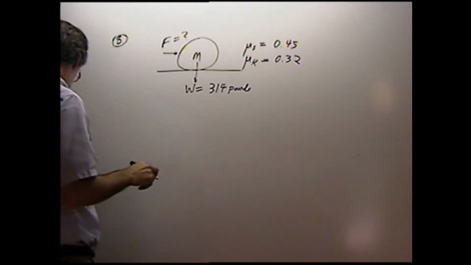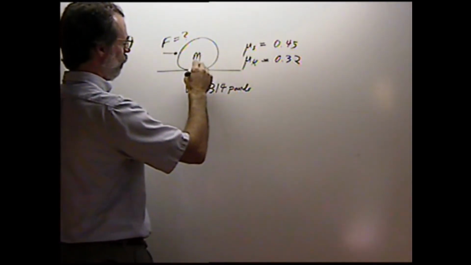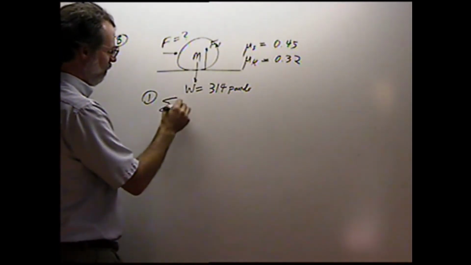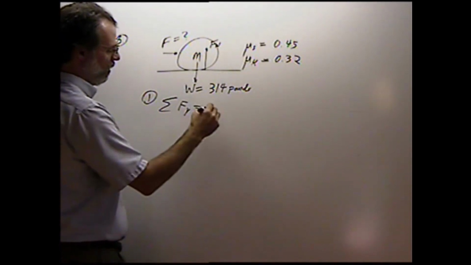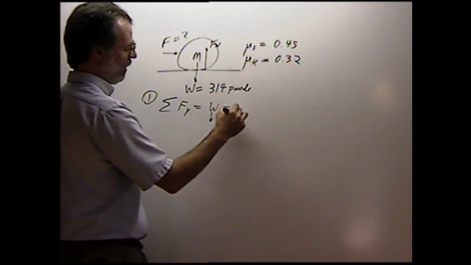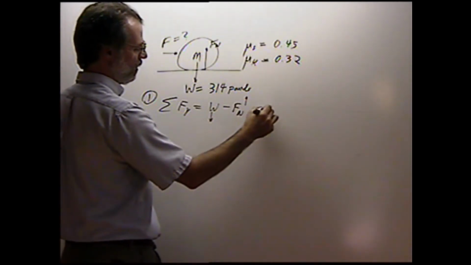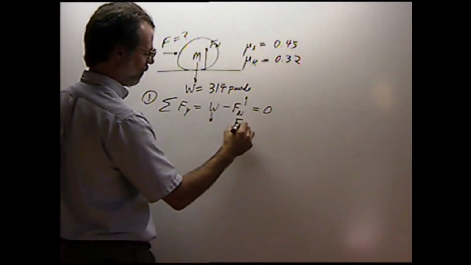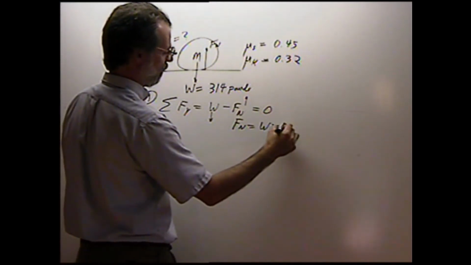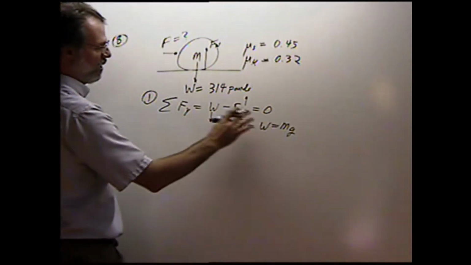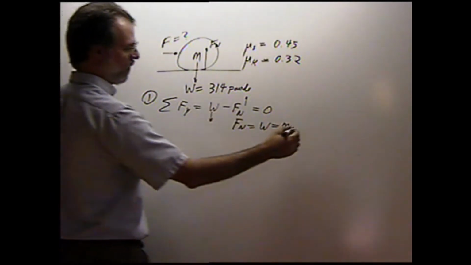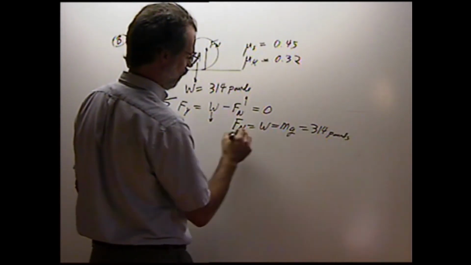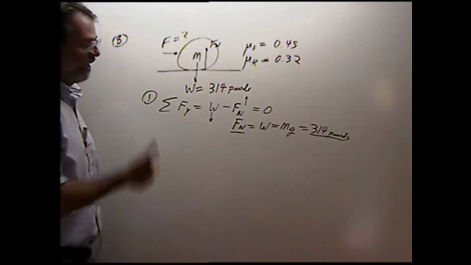Okay. Well, remember, the weight acts down, the normal force acts up. The sum of the forces in the y direction is we have the weight acting down and the normal force acts up. The sum of these equals 0. The mass is not moving vertically. So the normal force is equal to the weight, which is the mass times gravity. But we already have what this weight is. The weight is actually 314 pounds. So the normal force is 314 pounds acting up.